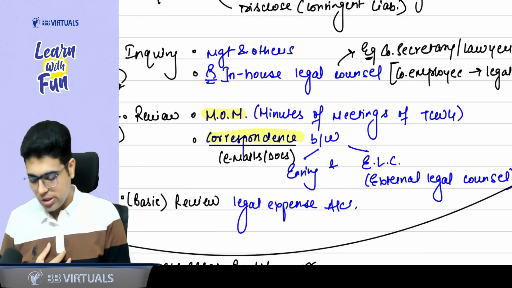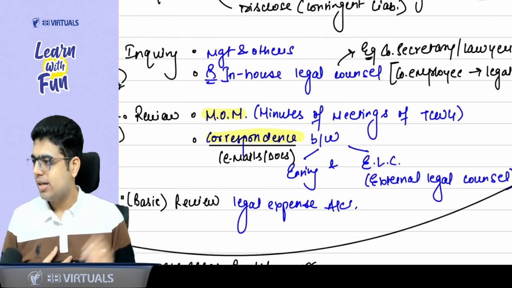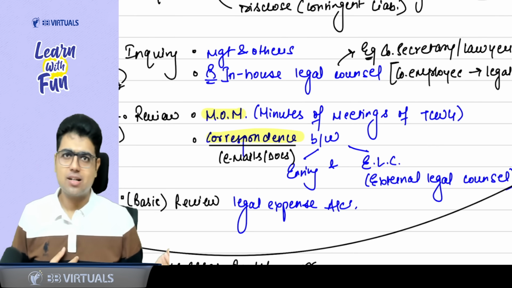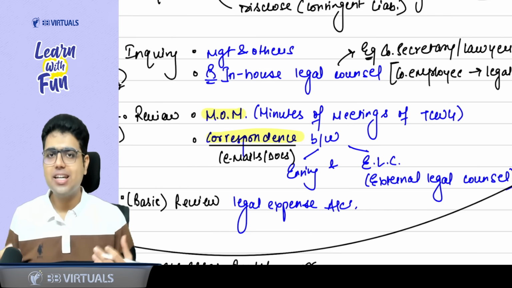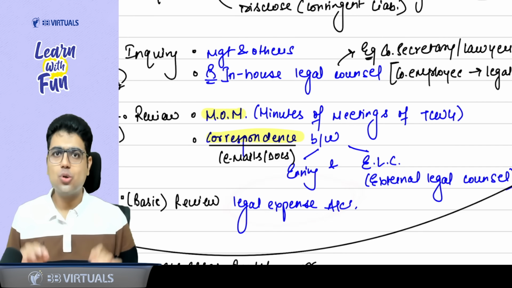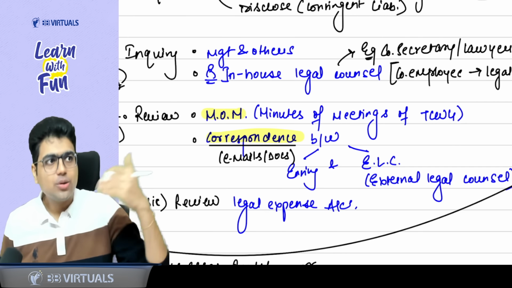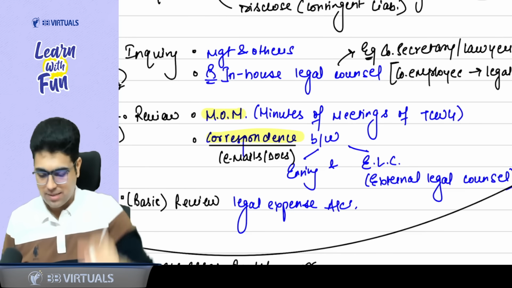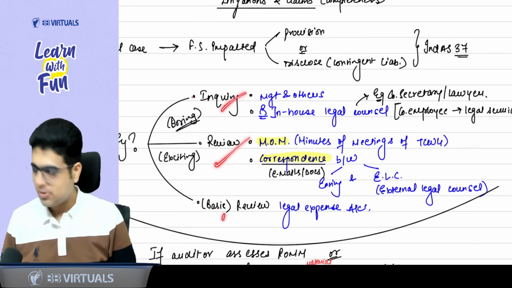And lastly, don't forget the basic point, review the legal expense account. As an article intern, we are generally given to audit the legal and professional expense account. So review the legal expense account to know the legal expenses. Through that, you can get to know about the litigations and claims. So these are the 3 points which ICAI can ask.